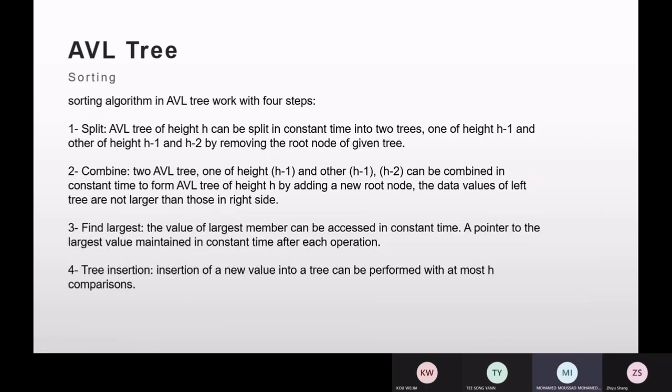Sorting algorithm: we have 4 steps for this AVL tree sorting. The first one is splitting the height of this tree. It will be h-1 and, on the right hand side, h-1 or h-2. After that, we combine 2 AVL trees, one of height h-1 and the other h-1 or h-2. After combining, we find the largest node. And after that, we can insert the nodes.